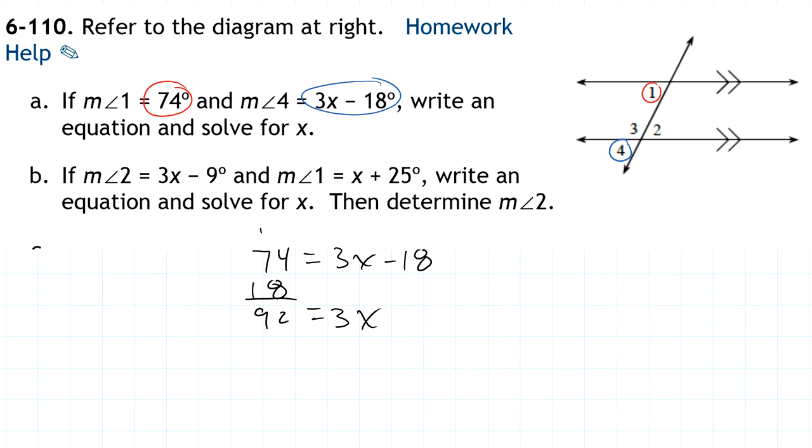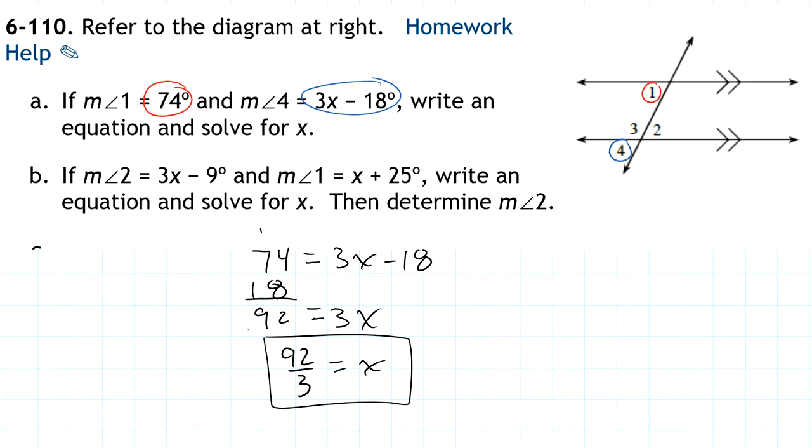Then if I divide both sides by 3, it's not a nice number. I'll just write it as 92 thirds. So that's what x is. I think it's 30 and 2 thirds. But there's our value of x. So let's move on here.